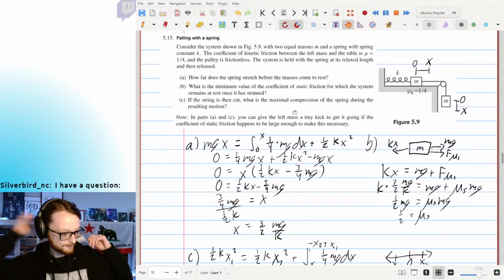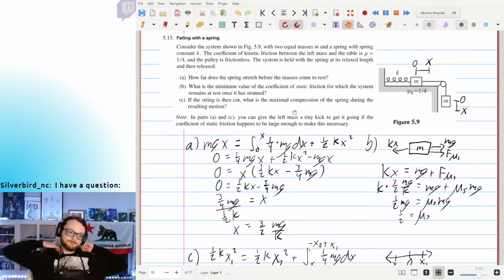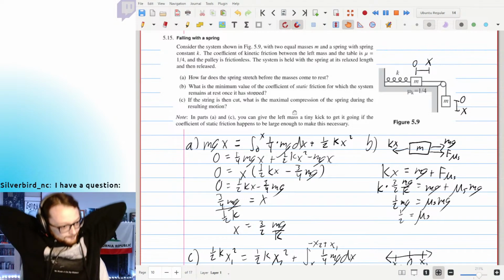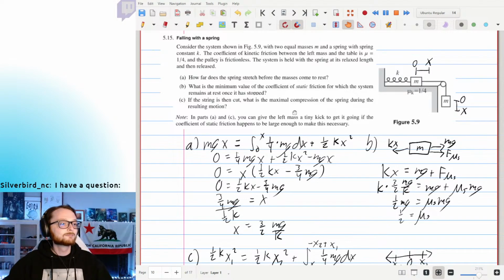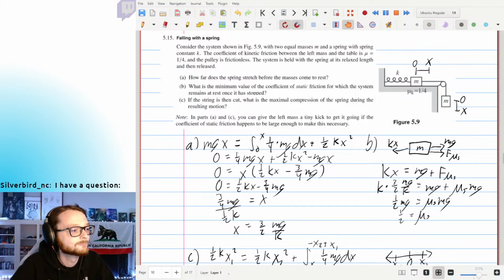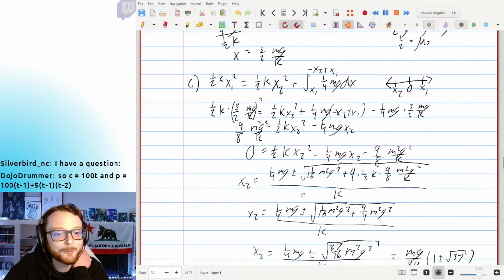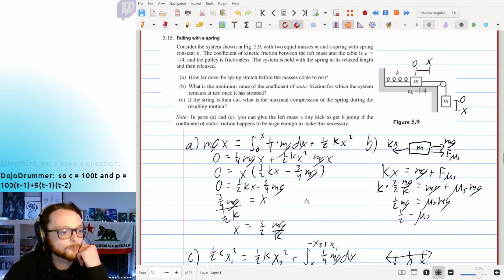So Red has a question. Oh, Dojo's still trying with the other one. Let me look at Silver's question first, and then we can look at that.